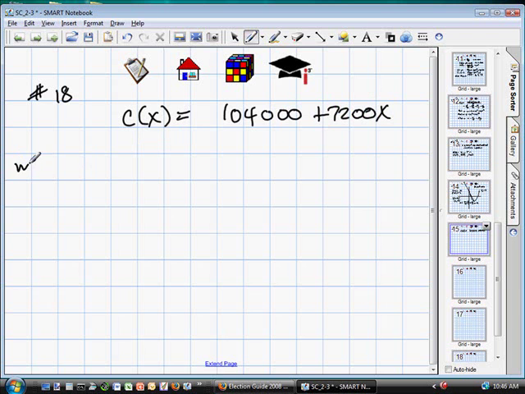Therefore, the marginal cost must be C prime of x, and that's got to be equal to, well, that's a really easy derivative, isn't it? Just 7,200. So what's that telling me? In that crazy cost function, the rate of change is always the same. It's always $7,200 per unit. So in other words, every time you sell another one, your marginal cost is going to be the same. What's the final question here? Find the marginal cost for producing x units. There it is, 7,200. And we could probably just put a dollar sign on there and we got it.